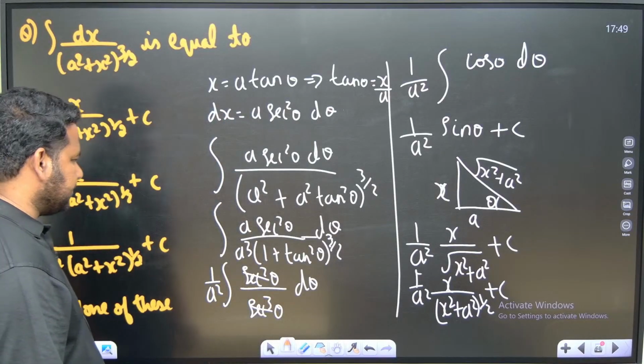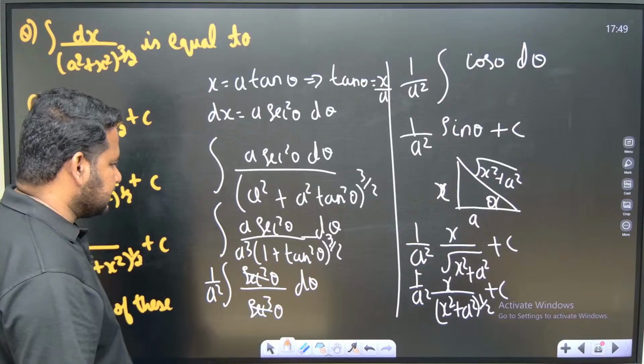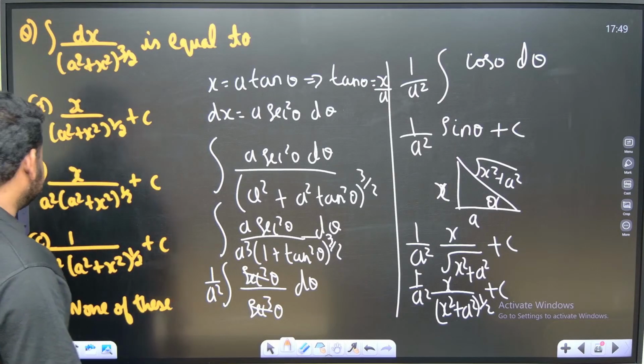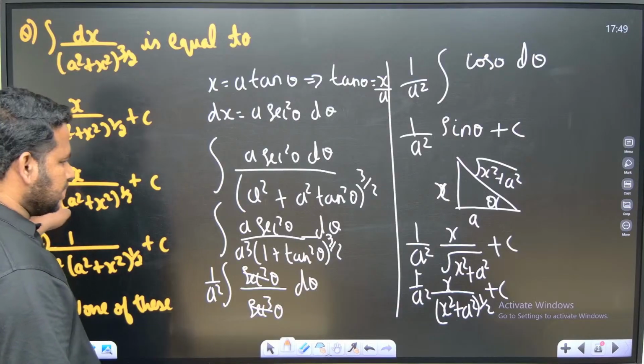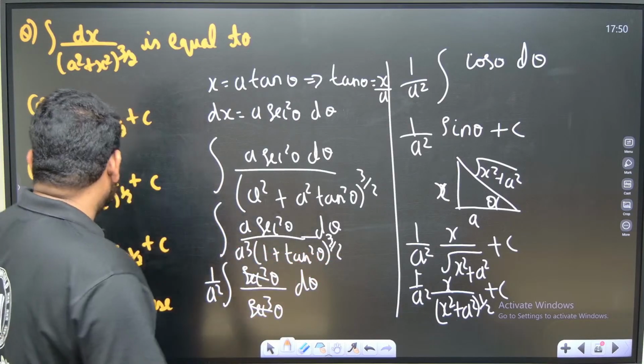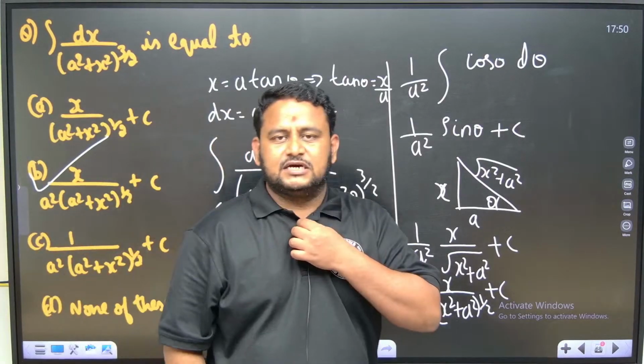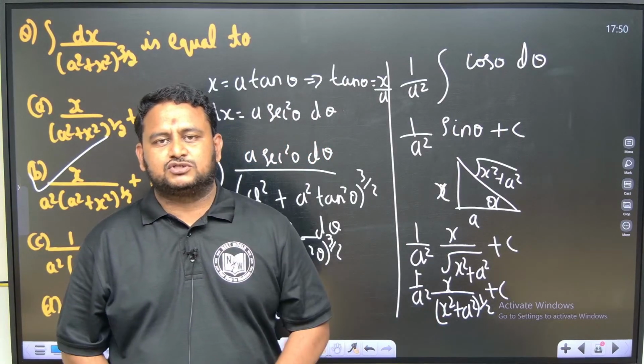Which option is this in? I have to get 1 by a square into x over x square plus a square to the power of 1 by 2 plus c. I should have x also in the top, so that is option B. Option B is the correct option, friends. This is how you solve this question.